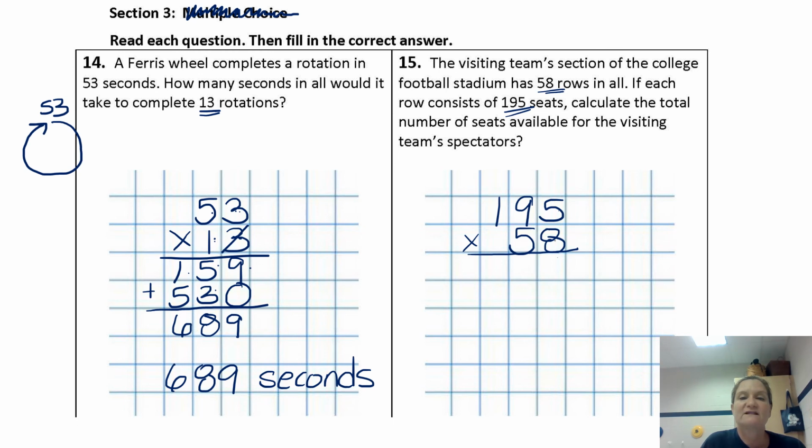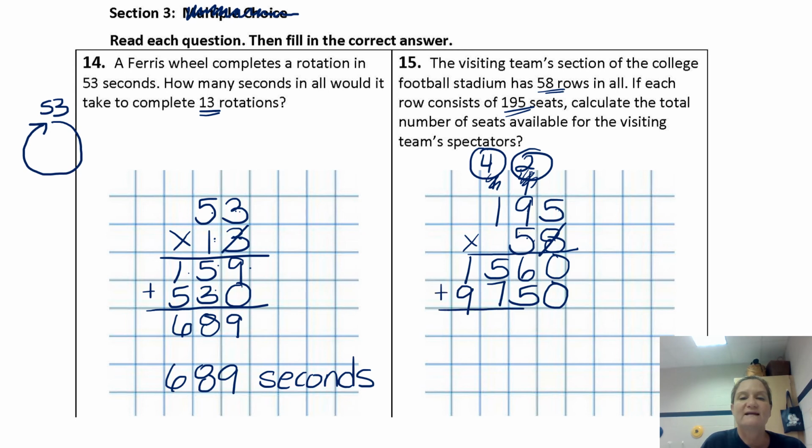8 times 5 is 40, carry the 4. 8 times 9 is 72, 73, 74, 75, 76, carry the 7. 8 times 1 is 8, plus 7 is 15. I'm done multiplying by the 8, so I can cross it off. I add 0 as a placeholder. 5 times 5 is 25, carry the 2. 5 times 9 is 45, 46, 47, carry the 4. 5 times 1 is 5, plus 4 is 9.